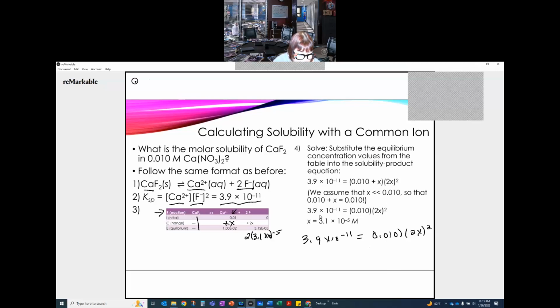So 2 times that 3.1 times 10 to the minus 5 gives me 6.2 times 10 to the minus 5. I forgot to multiply by 2. Go me, forget my stoichiometry. That's awfully helpful. Okay, so that's what we're talking about there. So hopefully there are no questions, comments, problems about any of that. If there are, please let me know.